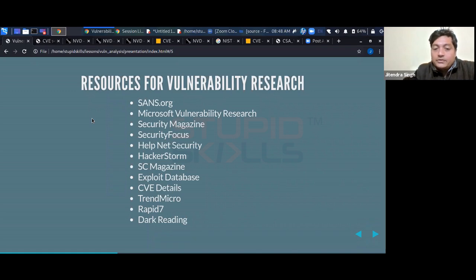Then CVE details I've already mentioned. And there are websites such as Dark Reading. Also, you can keep visiting these websites regularly.